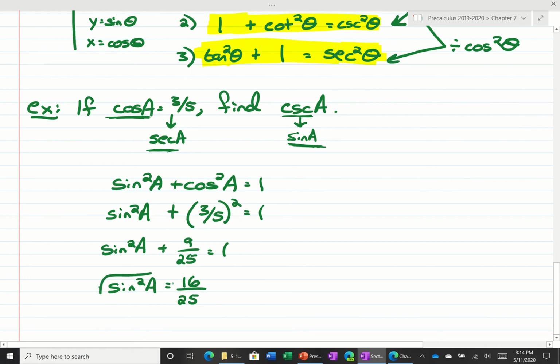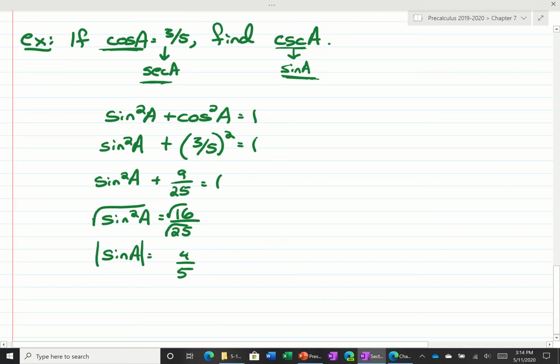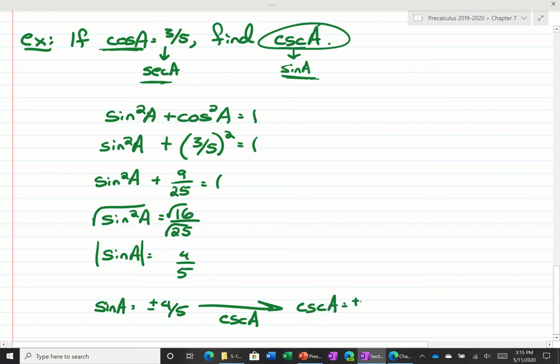And if we take the square root, because that's being squared, we would get that the sine of A is equal to plus or minus 4/5. Remember, the square root of something squared turns into absolute value. And then we could get rid of absolute value by writing plus or minus. But the question said find cosecant, right? So we found sine, and we could easily convert this to cosecant by taking the reciprocal. So the cosecant of A would be plus or minus 5/4.